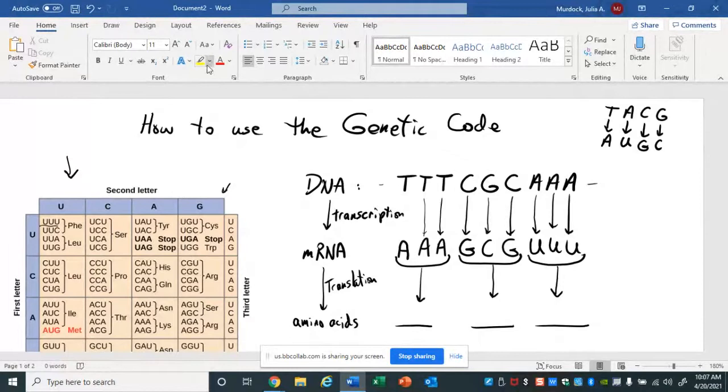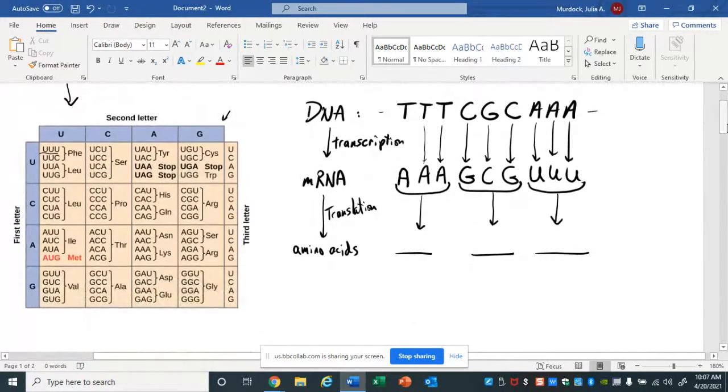And the way that you do that, if you look at the chart over here: if I have AAA, I go over to the chart and do the first letter first. Here's the A, right? My second letter is also an A, so I go all the way down here. Here are my first two letters. And my last letter, the third letter, is also an A. So my answer for the first amino acid is lysine, LYS for short. There's my first amino acid, lysine.